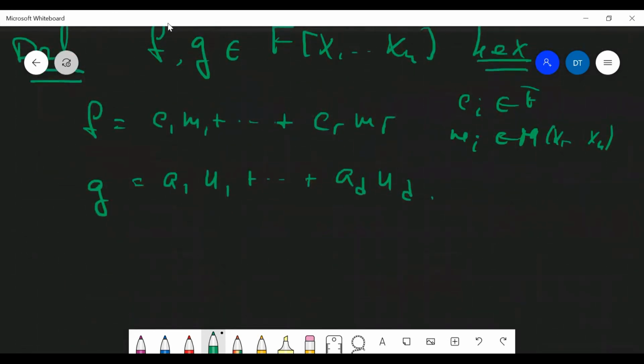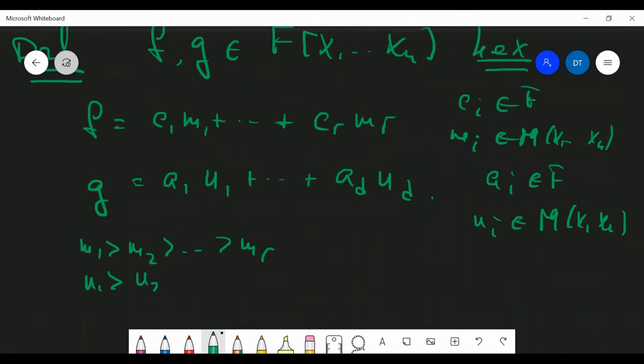I forgot to mention that I want to order these monomials in the way m1 is strictly larger than m2 is strictly larger, etc., and then mr. And here ai are just the coefficients, ui are monomials in variables x1, ..., xn, and they form a strictly descending chain of monomials. And as you can see, we may have a different amount of monomials here and here.